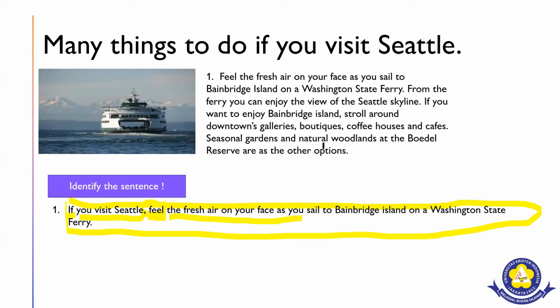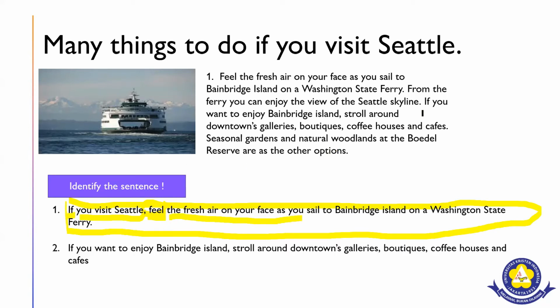Next, if you want to enjoy Bainbridge Island, stroll around downtown's galleries, boutiques, cafes, and houses. So this is also the imperative sentence.